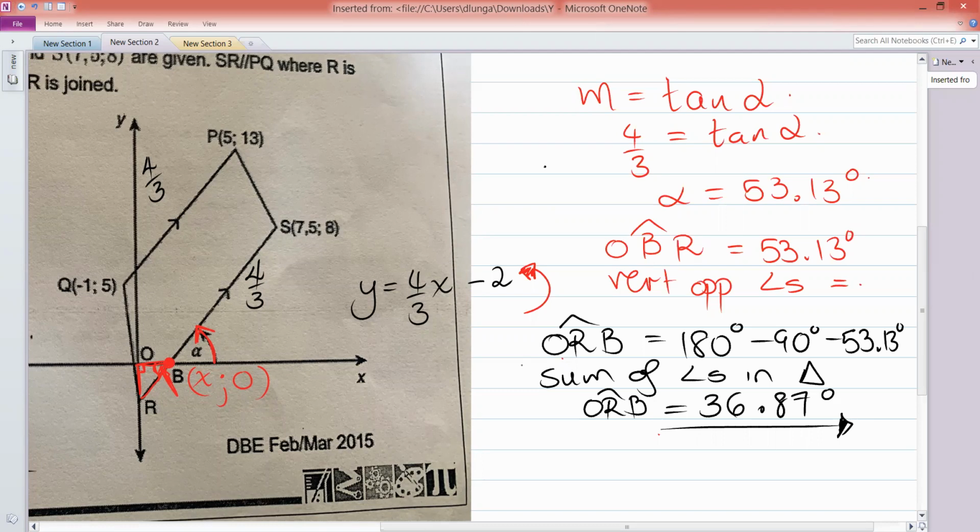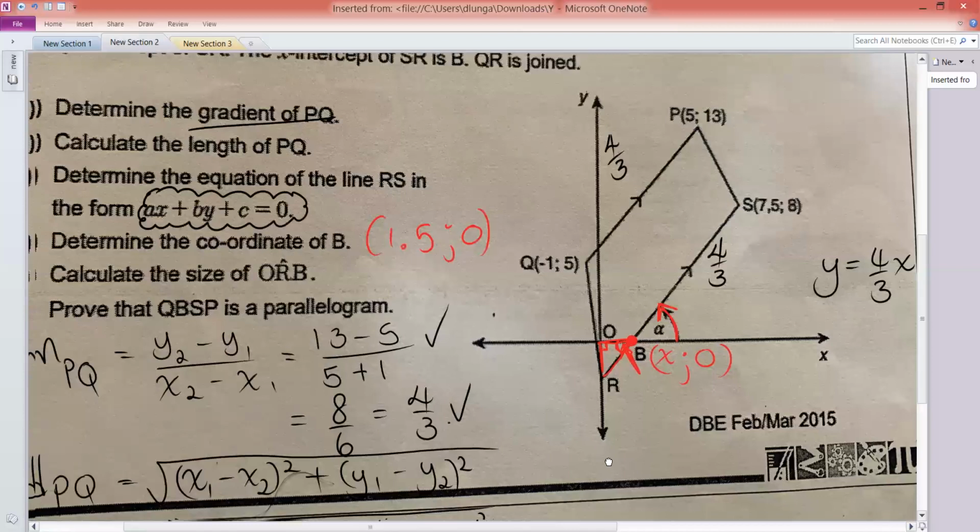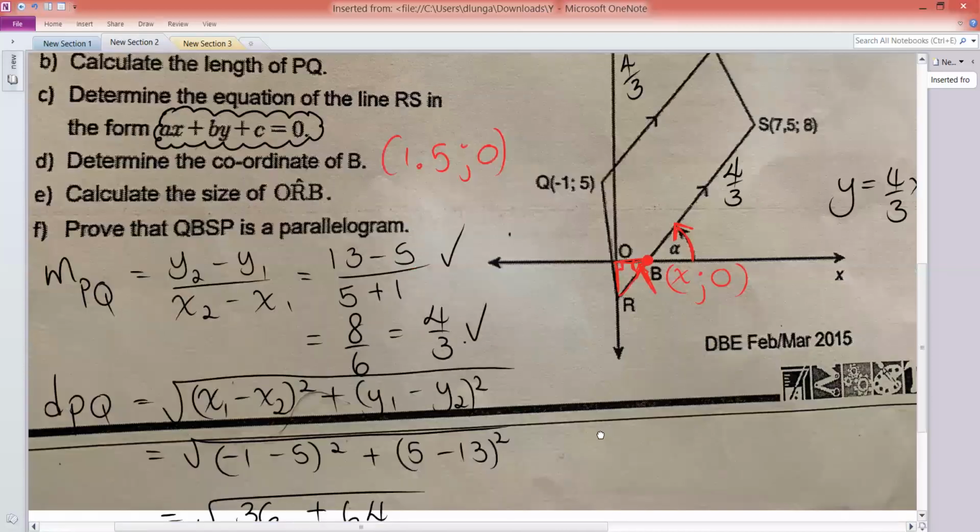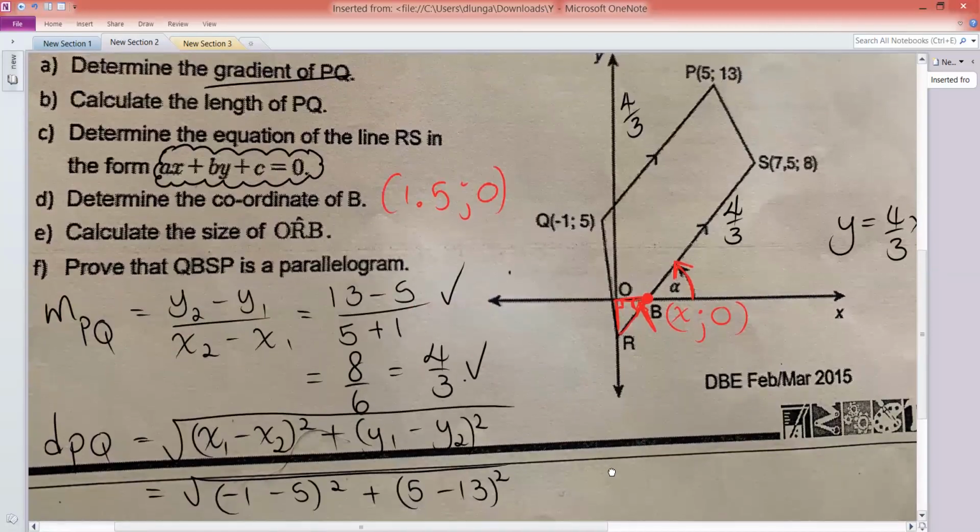Well, what would you do? Would you go straight to the answer, 36,87 degrees? No, I would still go ORB equals 180 minus 90 minus 53, but do I need to state why, or how I got to the 90? No, you don't. Okay. So the only reasons you need here are vertically opposite angles and then the sum of angles in a triangle.